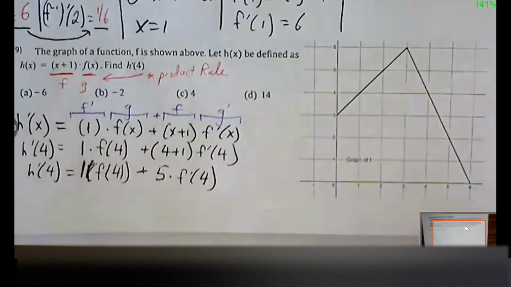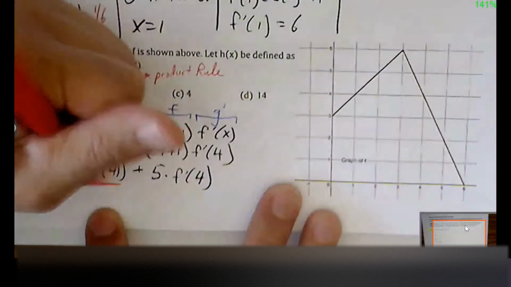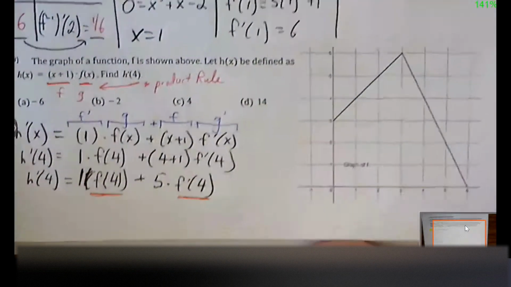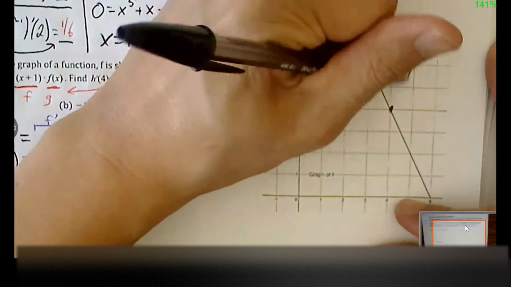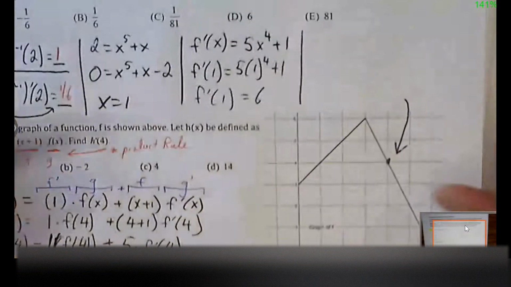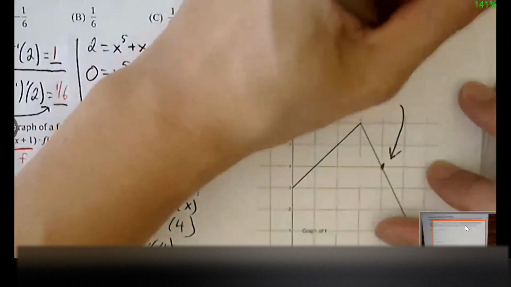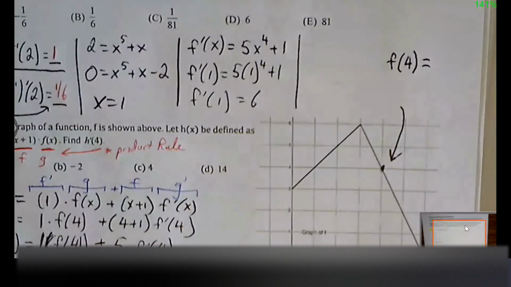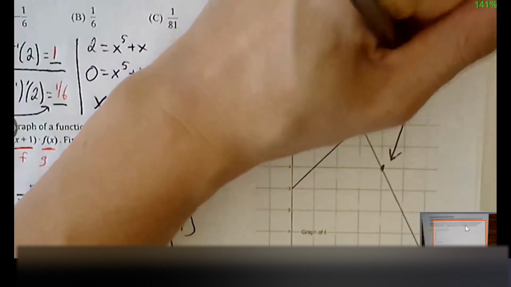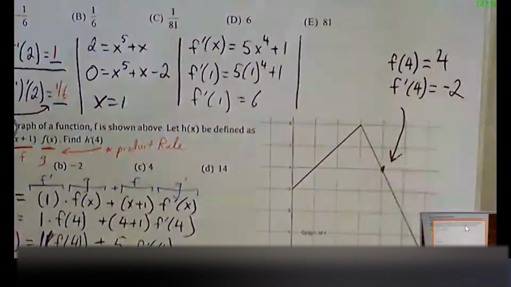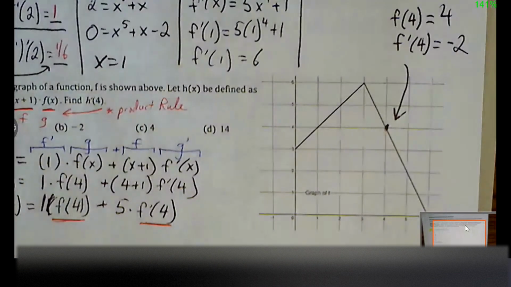All right, so in order to find f of 4 and f prime of 4, we're going to go to our graph. f of 4 is just the ordered pair. f prime of 4 is the slope. What's f of 4? 4. What's f prime of 4? Negative 2. So for f prime, do we just find the slope? Exactly, we just find the slope.